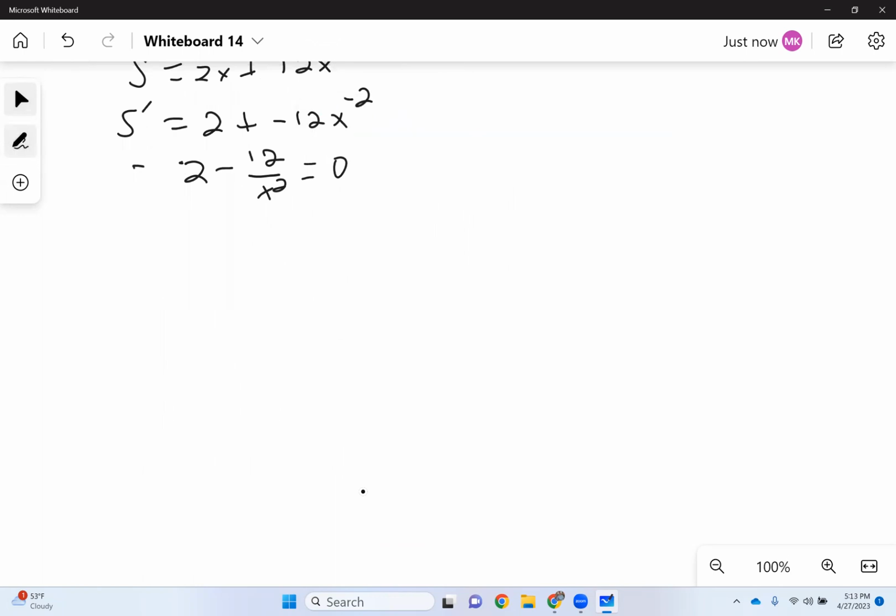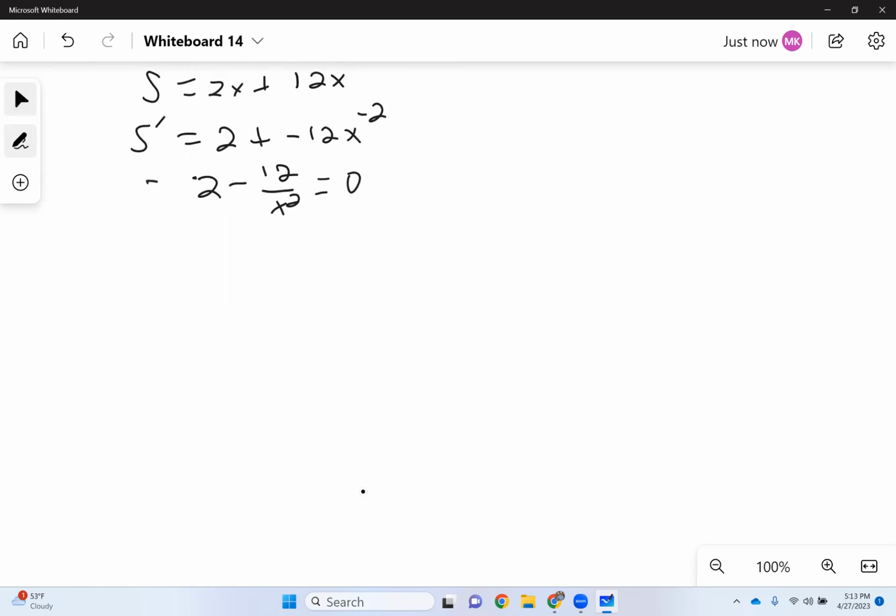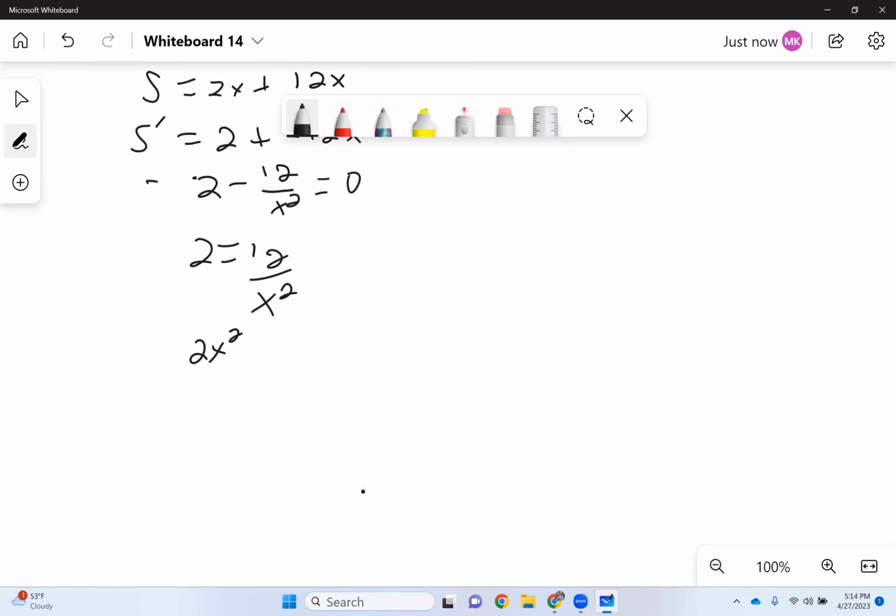Let's add 12 over x squared to both sides. So we get 2 equals 12 over x squared. Multiply both sides by x squared: 2x squared equals 12. Divide both sides by 2. x squared equals 6. And take the square root of both sides, so we get x equals the square root of 6.